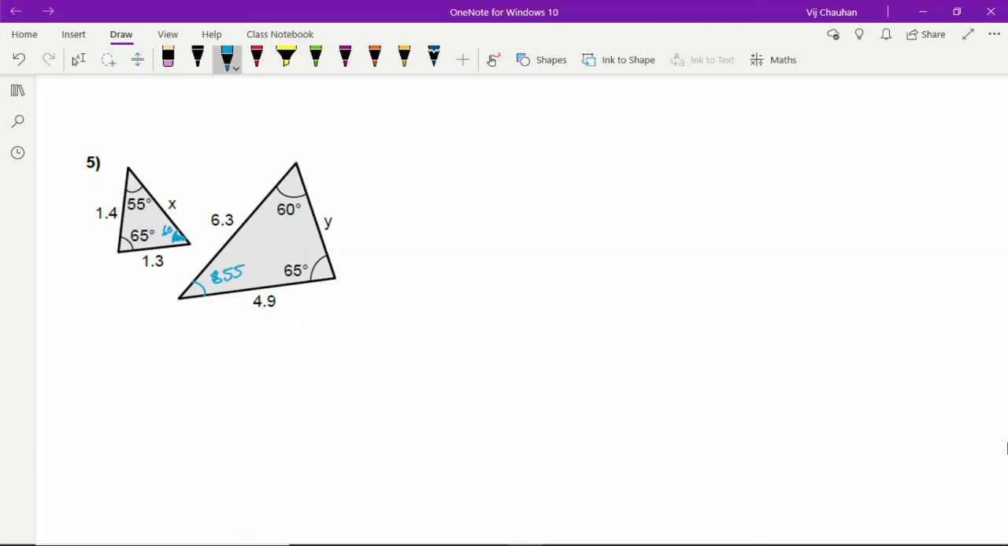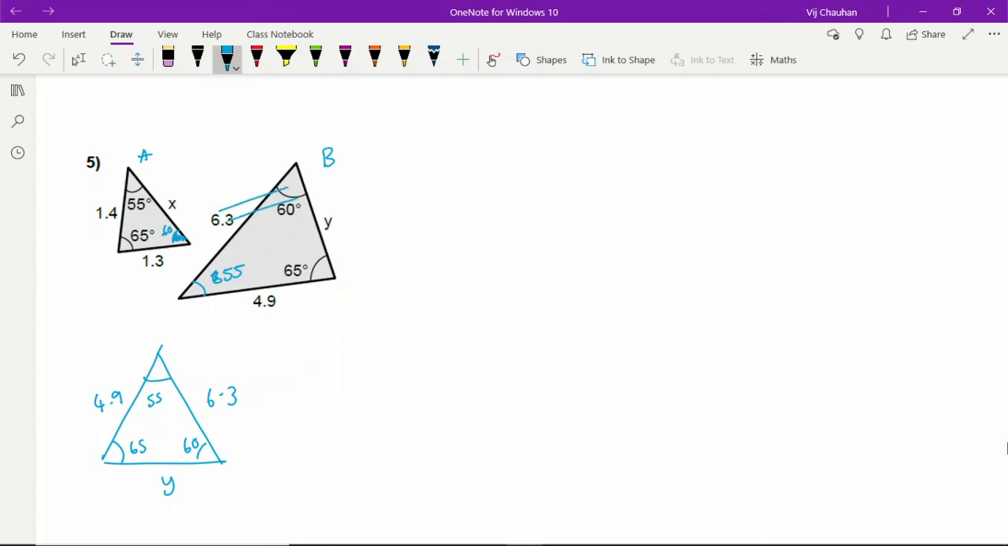The first thing I need to do is draw the triangles so they're all the same. So I'm going to redraw the bigger triangle. If I call this triangle A and this triangle B, I'm going to have 55 at the top and 65 at the bottom, and this angle here is going to be the 60. The side that has both 60 and 65 is y. The side that has 65 and 55 is 4.9, and the side that has the 55 and the 60 is going to be 6.3.